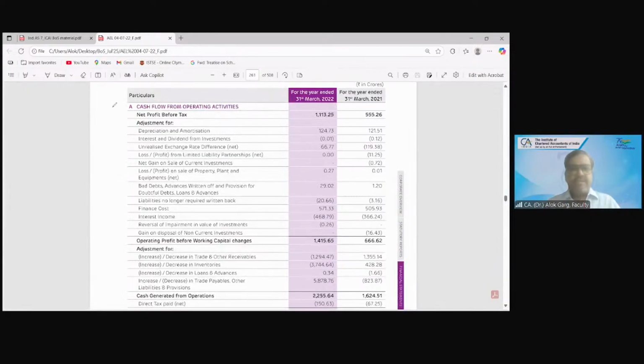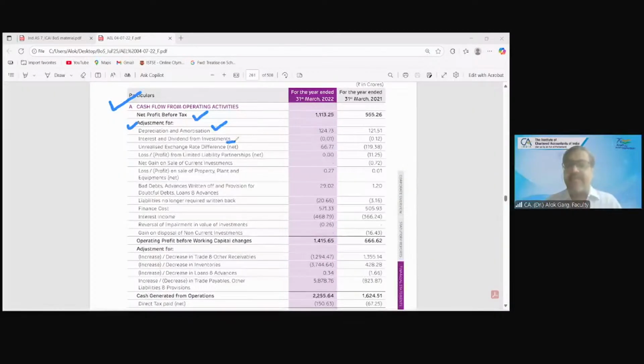Friends, this is cash flow from operating activity. And of course, it is prepared as per the indirect method because it starts with profit before tax. And then they have done the adjustments. Adjustment of what? Non-cash items. Depreciation. Depreciation is a non-cash item. Yes or no? Yes, sir.